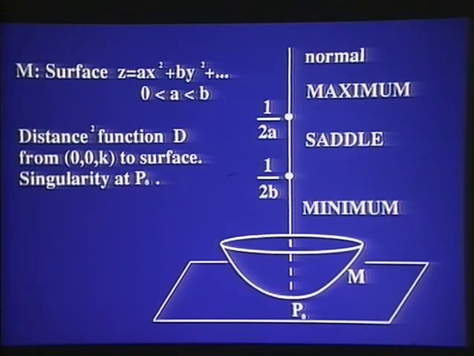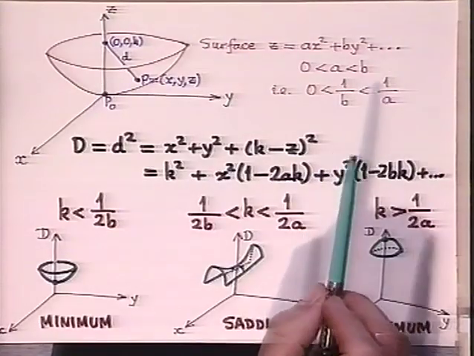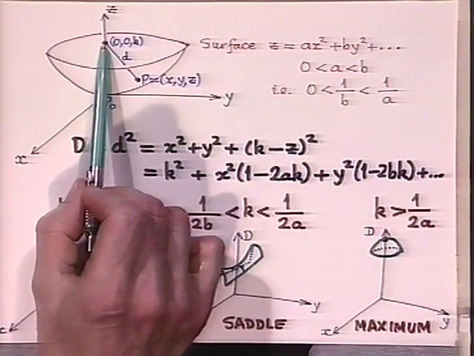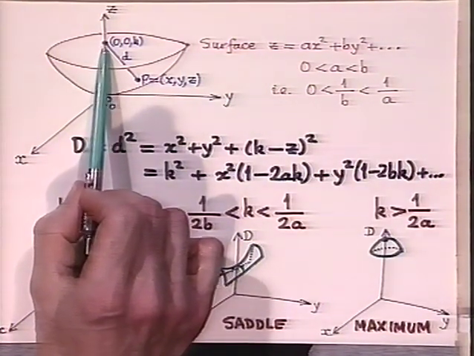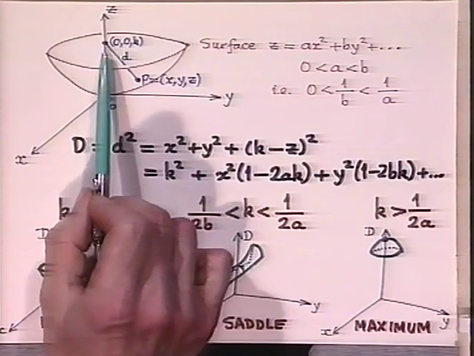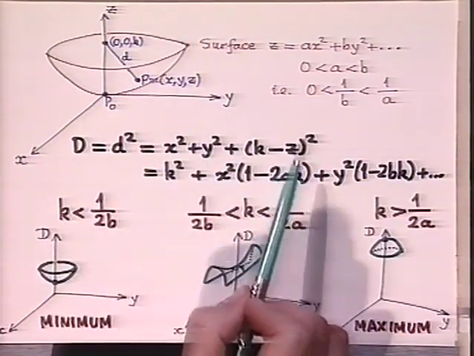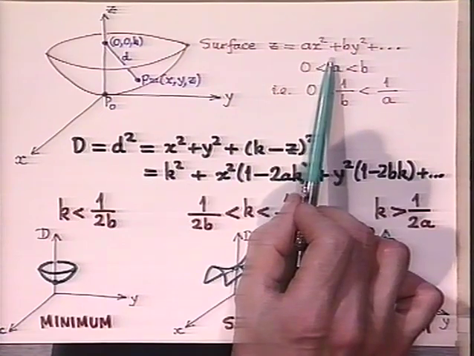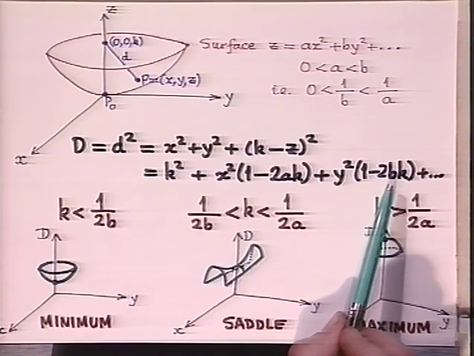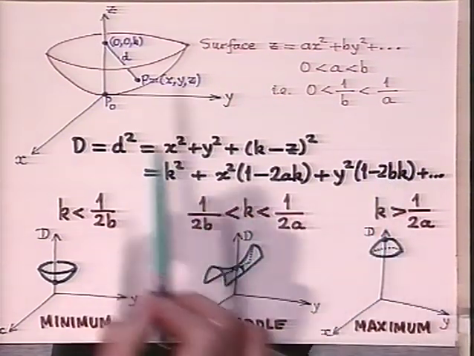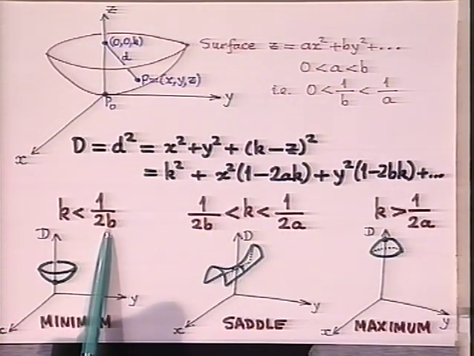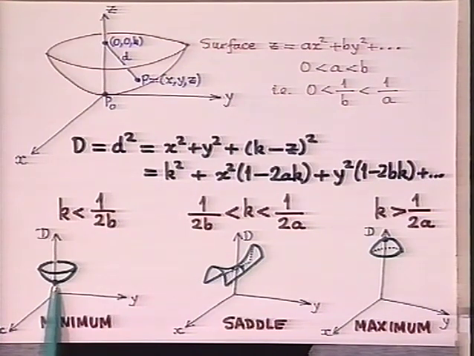I'll just go to the overhead briefly. I won't go through the details of the calculation this time, but what one does is to write down the square of the distance from a point on the normal to a point on the surface, x squared plus y squared plus (k minus z) all squared. And then you use the equation of the surface to expand that, and then you do a little bit of mathematics. But all I'll do is to tell you what the answer comes to: if the distance up the normal is less than 1 over 2b, then you get a minimum there.